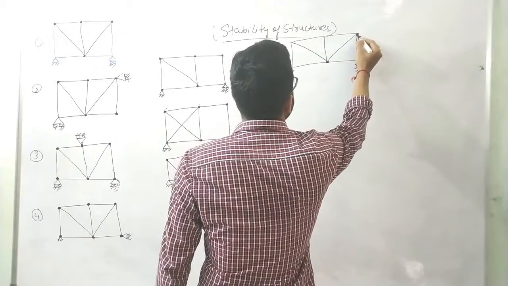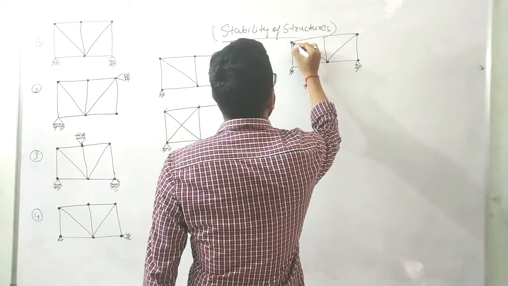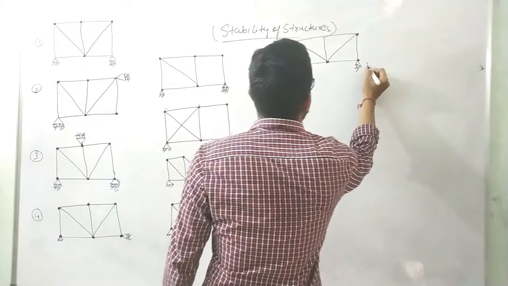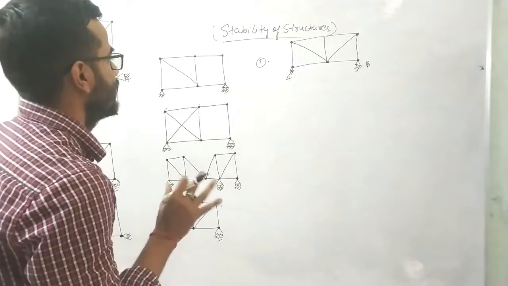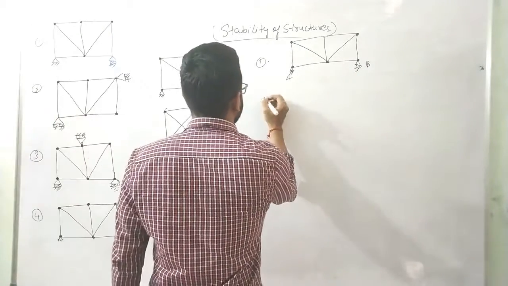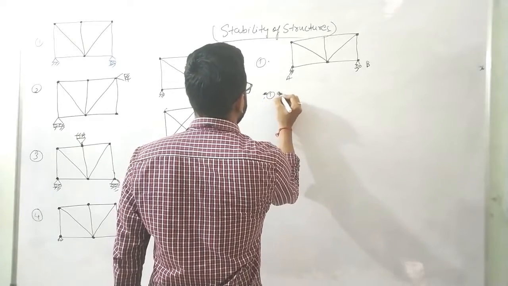Okay, these are all connected by pin joints. This is A and this is B. Now we have to check the stability of this pin joint structure. First we'll see external stability.